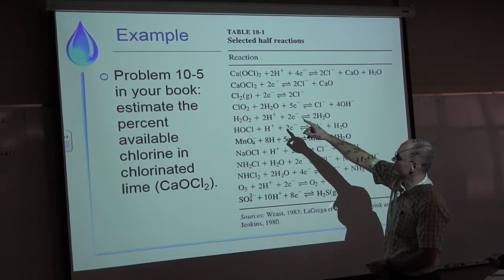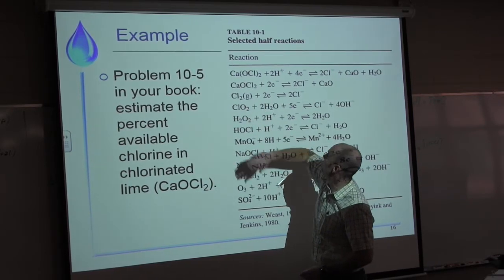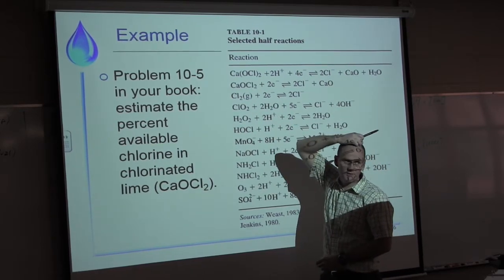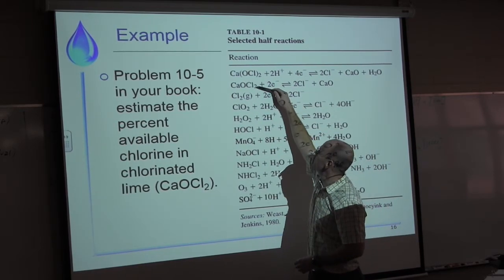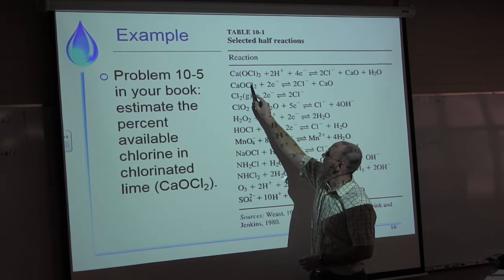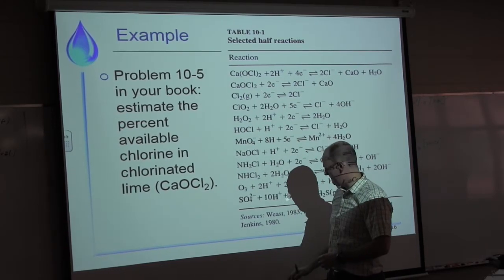So where's calcium hypochlorite? Here it is, CaOCl2. Notice that there is a difference here. I think in a homework problem or a test question, people were confused between these two. This one has 2 chlorine atoms and only 1 oxygen. This one's got 2 oxygens and 2 chlorine atoms. Okay, so be careful there.